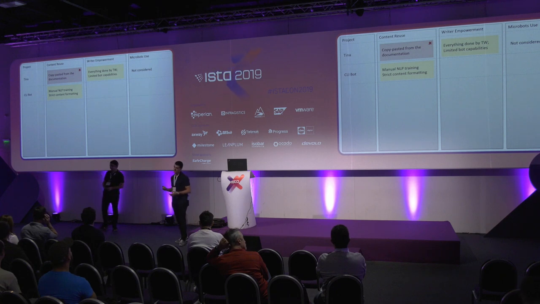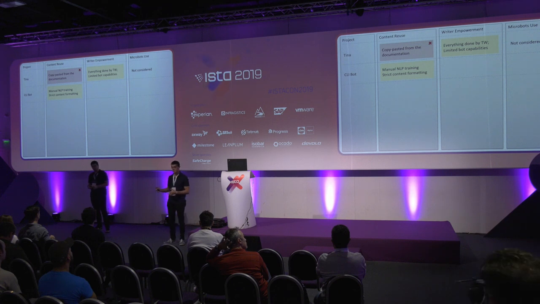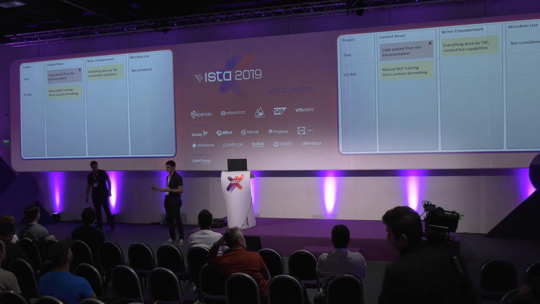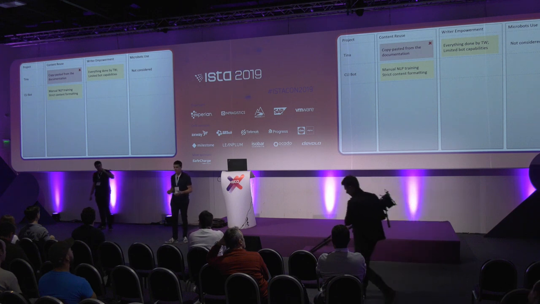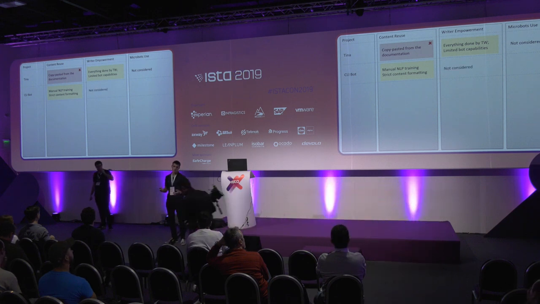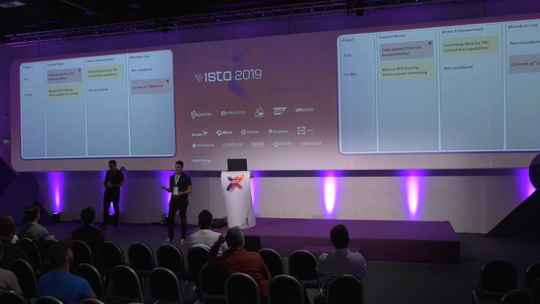And then the bot was not very reliable because we were heavily relying on the actual format of the content of the documentation page. Imagine you had a faulty table or symbol or something like that that actually broke the parsing. The bot would not be able to respond to the user. In terms of writer empowerment, it was not considered at this stage because there were no technical writers involved even in that project. And in terms of microbots, this is actually when we first thought about that.